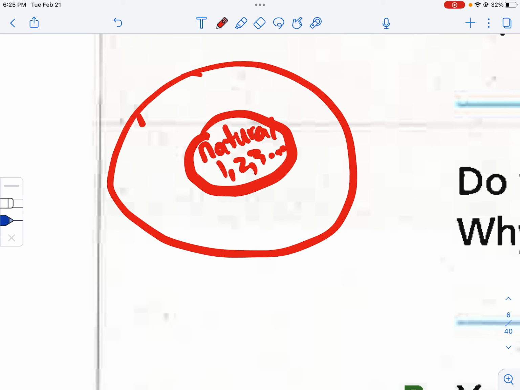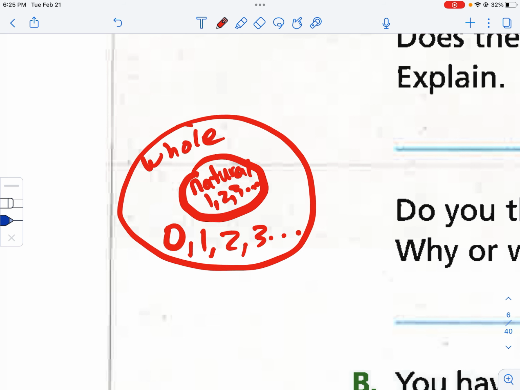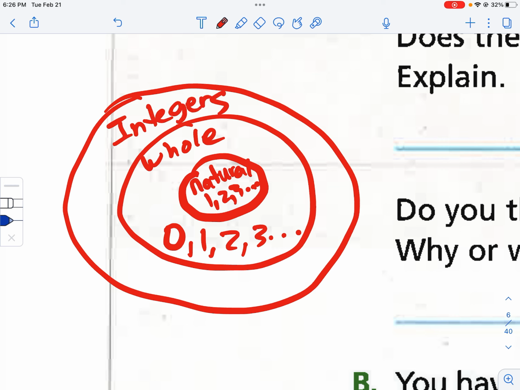Then we have a group that are called whole numbers. And that's 0, 1, 2, 3. So it adds on the 0 to it. Then get a little more on the outside, and we have what are called integers. Integers are a whole number and its opposite. So now we're going to have some negatives along with it. But if you notice, we still don't have decimals. We still don't have fractions. All we do is have integers, which are whole numbers and their opposites.